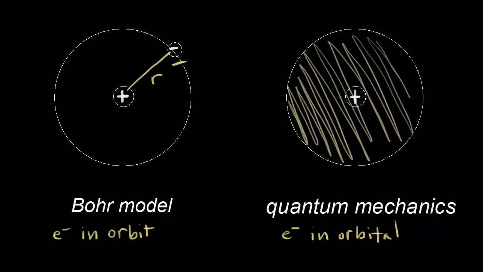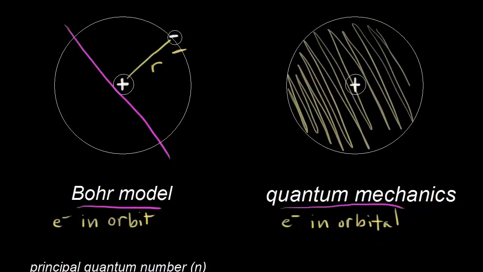So the Bohr model is classical mechanics, right? The electron orbits the nucleus like the planets around the sun. But quantum mechanics says we don't know exactly where that electron is. And the Bohr model turns out to be incorrect. And quantum mechanics has proven to be the best way to explain electrons in orbitals. And we can describe those electrons in orbitals using the four quantum numbers.